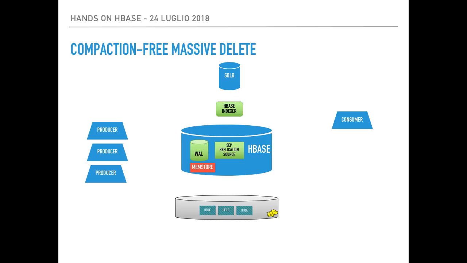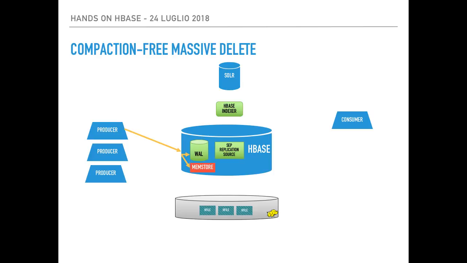So how does the whole thing work? As you can see, here we have all the actors that I've mentioned before. You have HBase with the write-ahead log, memstore, and replication source inside. You have the HBase indexer that I've just mentioned. You have Solr. Then you have HDFS on the bottom of the screen. And you have both producers and consumers. Both producers and consumers are distributed applications. So one producer might consist of multiple nodes and multiple processes that write data concurrently on HBase. And you have usually one consumer. And also that one consumer is a distributed application.